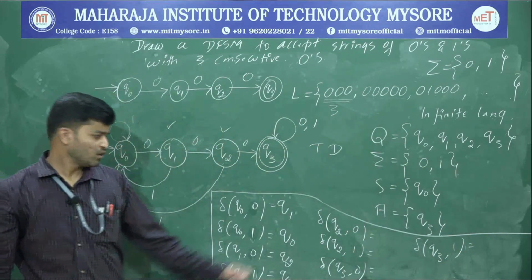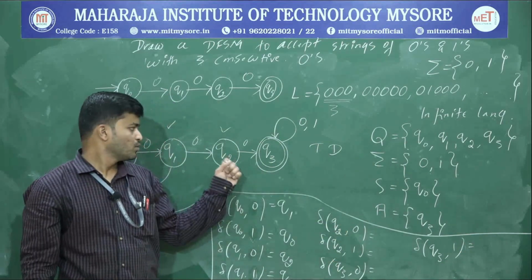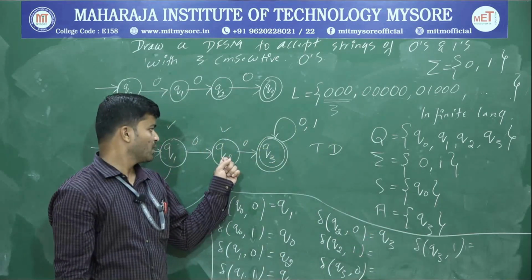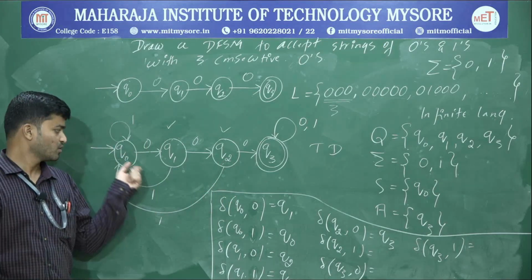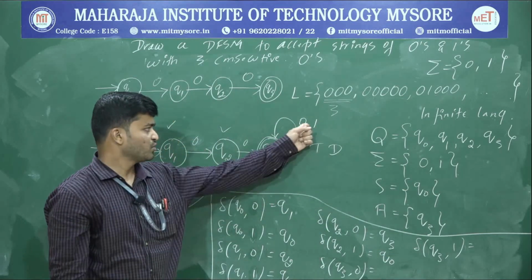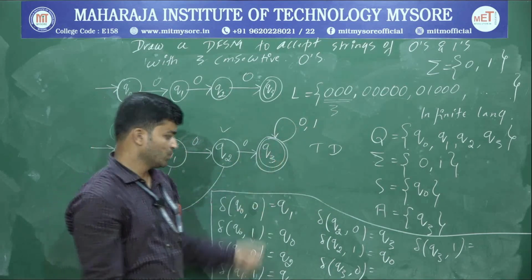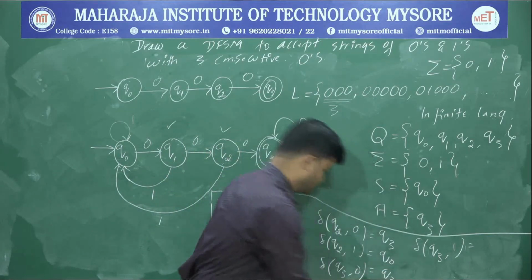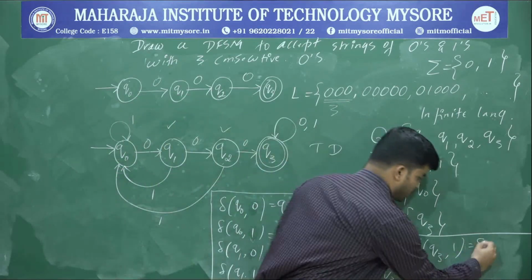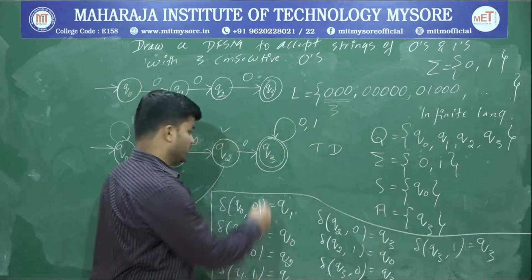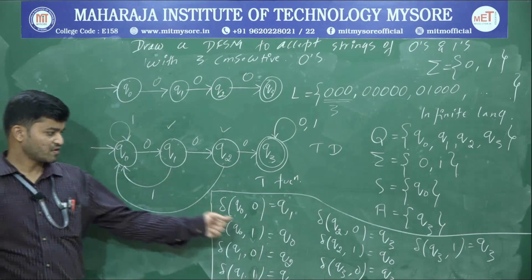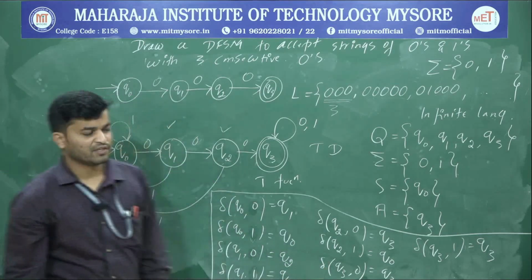Okay. So delta of Q2 comma 0 is Q3 and Q2 comma 1 is Q0. So Q3 comma 0 is again Q3. Q3 comma 1 is again Q3. So this one is your transition function. Transition diagram, transition function, and we have one more, that is your transition table.